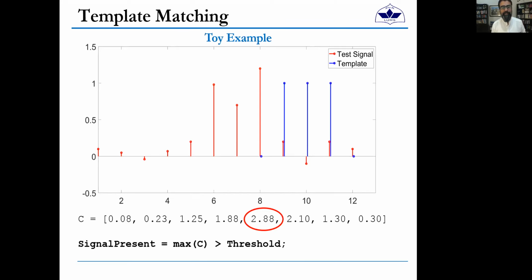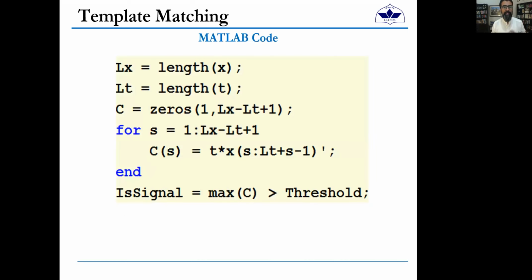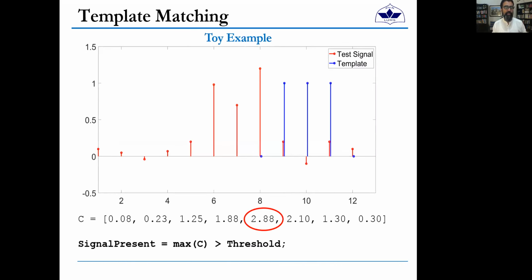Okay, so you pick up the maximum correlation and you try to see whether it is above the threshold or not. This is the MATLAB code for this. I'll skip over this. This is there actually in the handout. I'll upload the slides as well. So this is essentially what you're looking for. If I can also show you a MATLAB demo.